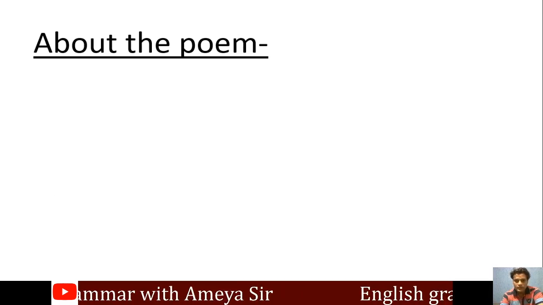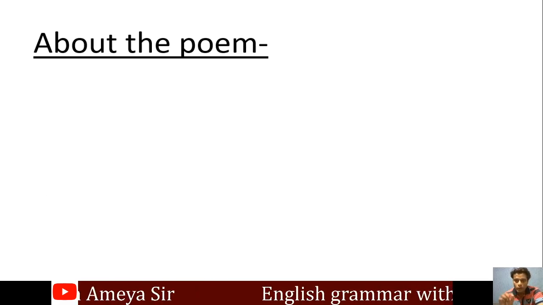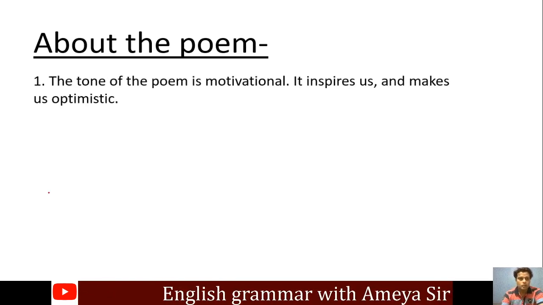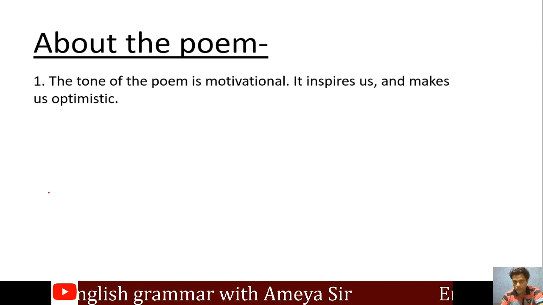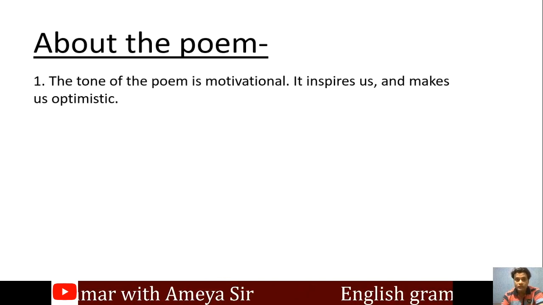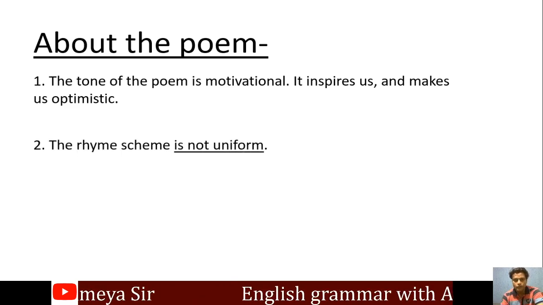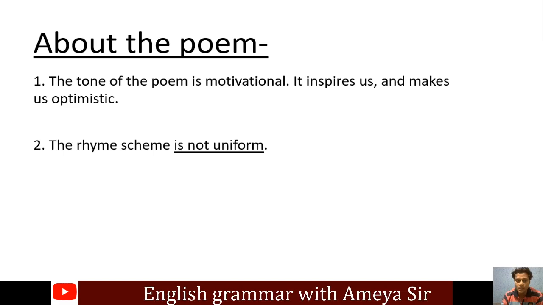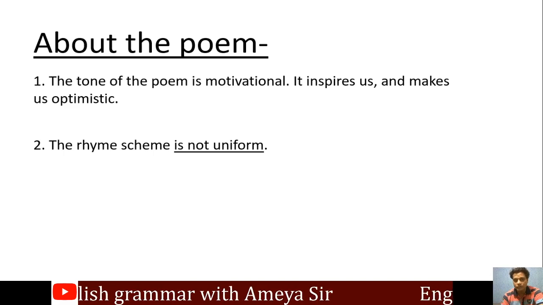About the poem before that, this information is always helpful for you to write that one mark answer. What is the tone of the poem, or whether it's a free verse, blank verse, or the other details. So the tone of the poem is motivational. I repeat, the tone of the poem is motivational. It inspires us and makes us optimistic, having a positive outlook. That's the meaning of optimistic, guys. And the rhyme scheme is not uniform. We've already clarified that. And remember what I said. Either you stick with A and B, or you go on with the letters C, D, E, F, G, H. Both are correct ways of doing it.